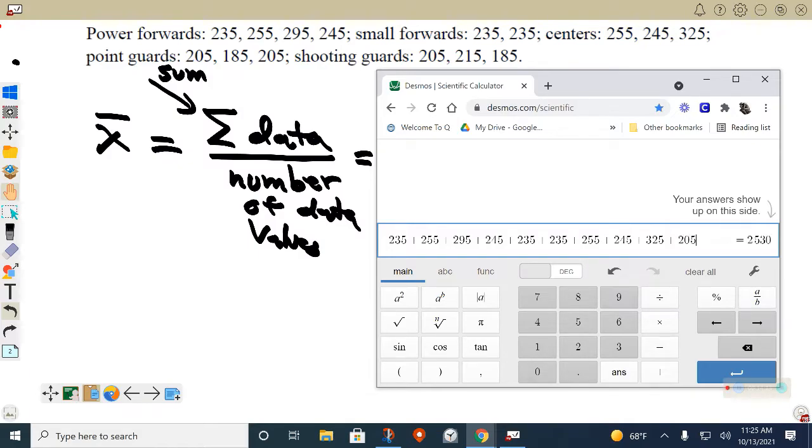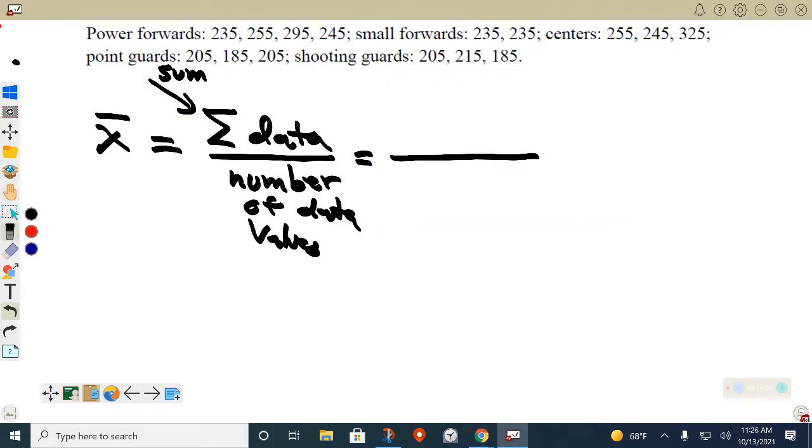I want the point guards. These are the shortest and quickest. 205, 185. These are like the Currys or the Chris Pauls of the NBA. Plus 205. And the last 3 players are the shooting guards, the sharpshooters. 205, 215, 185. So grant this whole team, if they were to stand on the weight scale, all 15 players, they weigh 3,525 pounds. That's the numerator right now. That's the sum of the data.